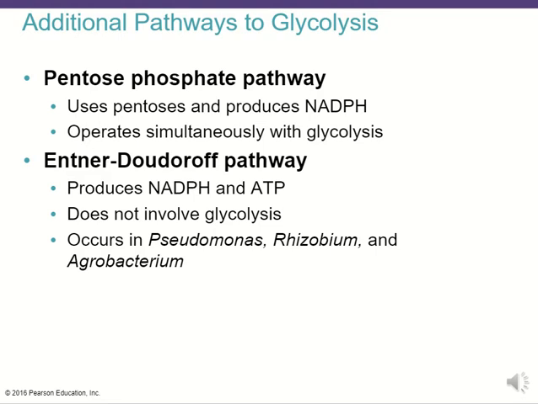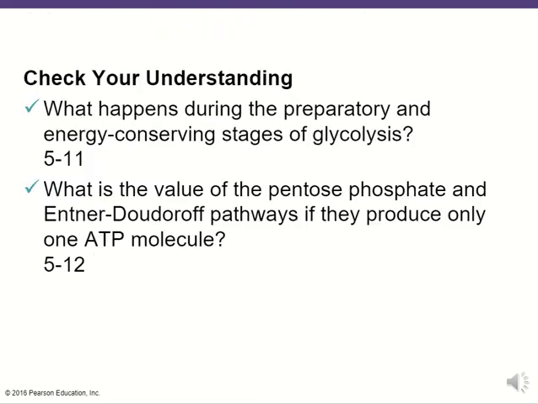Now, additional pathways for glycolysis. This involves the pentose phosphate pathway, which uses pentose sugars, so 5-carbon sugars, and produces NADPH. It operates simultaneously with glycolysis. And then there is the Entner-Doudoroff pathway, which produces NADPH and ATP. It does not involve glycolysis, and it will occur in bacteria like Pseudomonas, Rhizobium, and Agrobacterium.